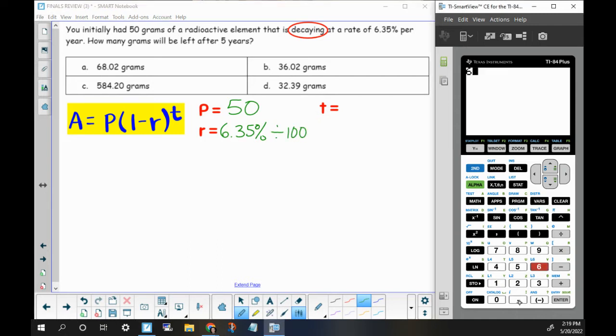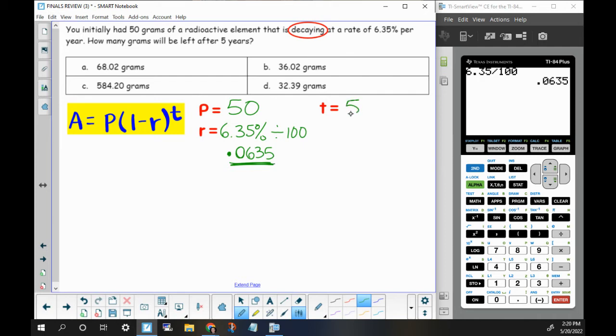6.35 divided by 100, and we get 0.0635. You're going to want to write that down. 0.0635. We got to convert that to a decimal. And then what is our T going to be, guys? 5 years. So now we can plug this into our formula.